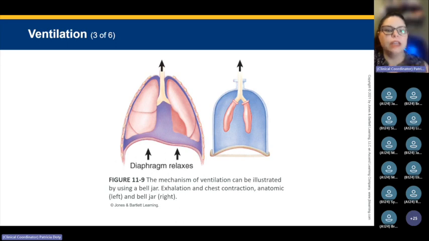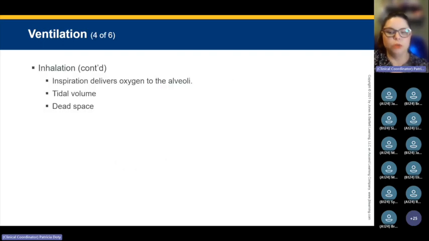And here you see in figure 11-9 what it looks like to have your lungs. It looks like a bell jar, literally. You guys can look at that in your books. Okay, so inspiration delivers oxygen to the alveoli, but I want you to know, not all inspired air reaches the alveoli for gas exchange.